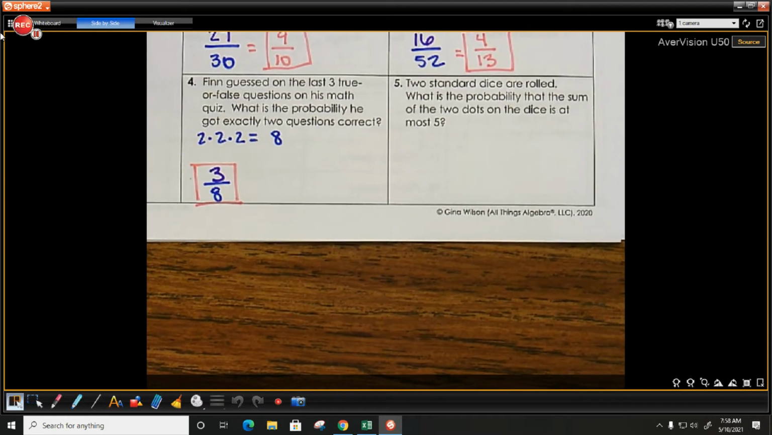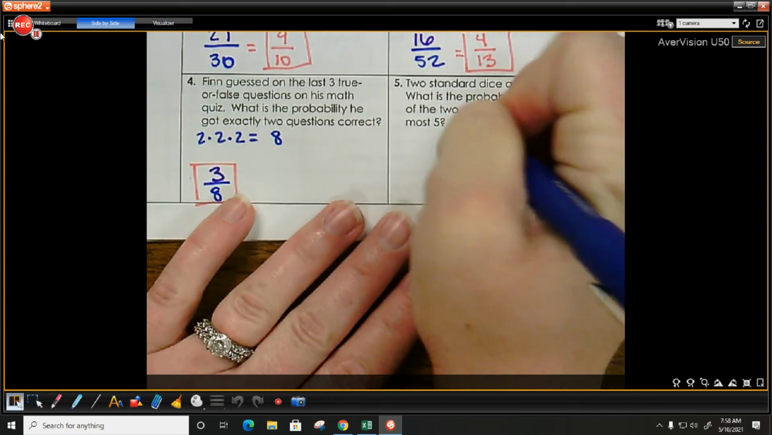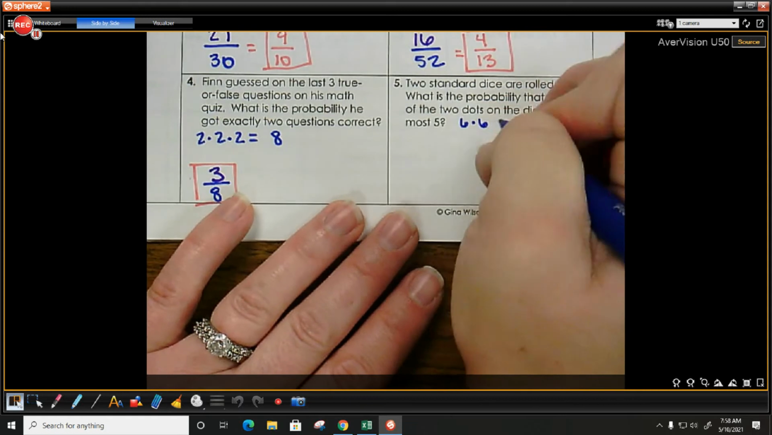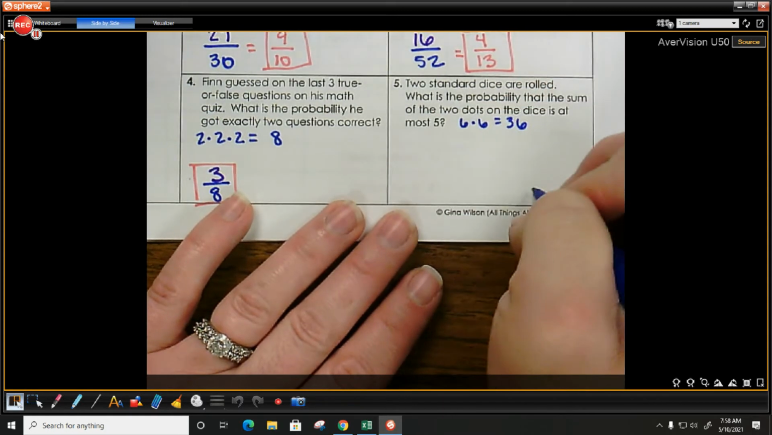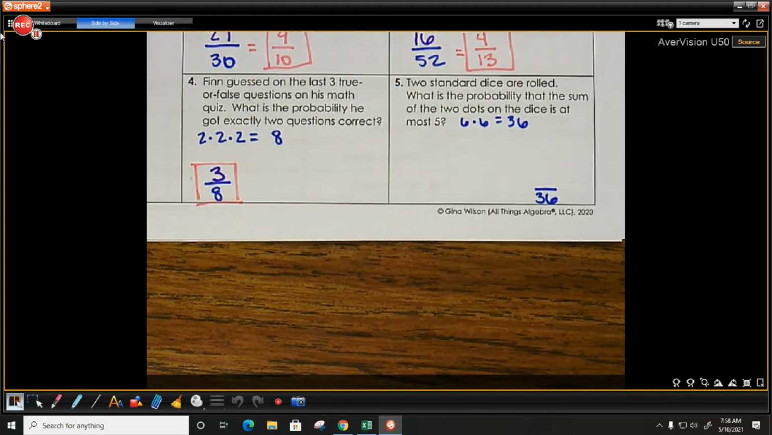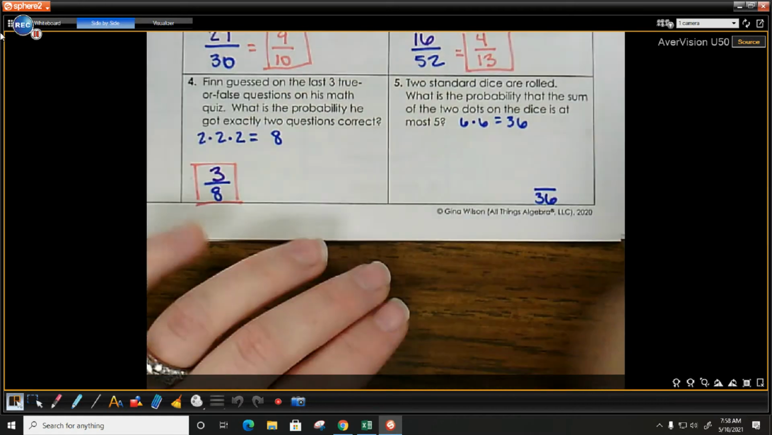But you're doing it twice. So 6 on the first roll, and how many options on the second roll? 6. So 6 times 6 is 36. So it's something over 36. Okay. Now let's think. We're going to write these out.